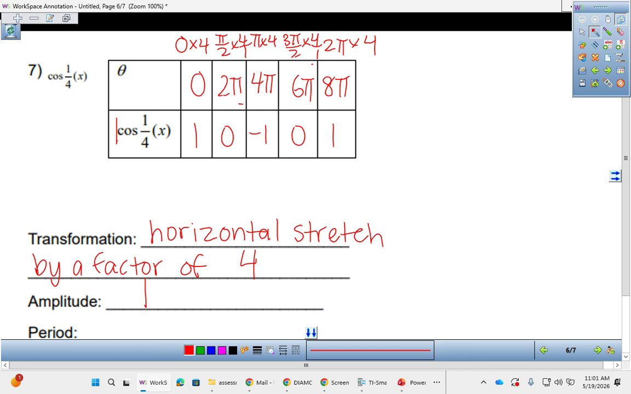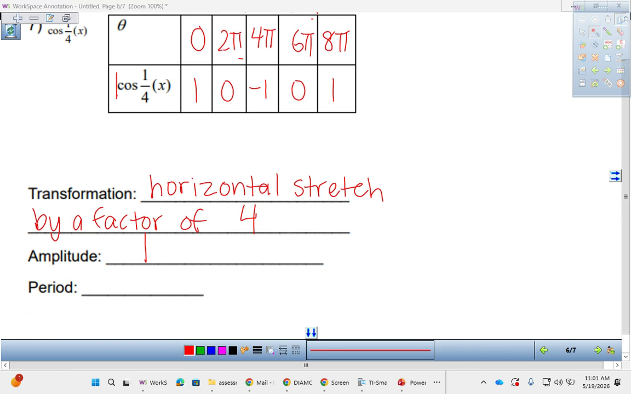The period is how long it takes to finish all the 5 critical points. From start to finish, it took me 8 pi to get there, which is longer. That's what's stretching it. And it's stretching because the 1/4 is making the pace slower. All right? So the new period is 8 pi. That's where I finished the table.